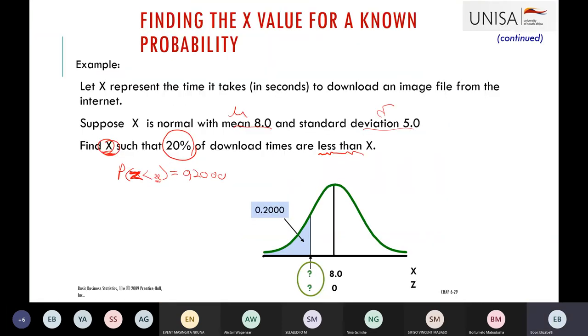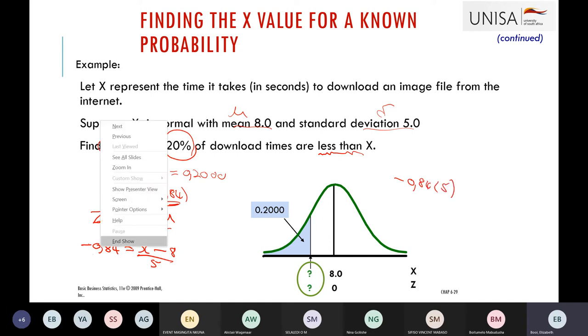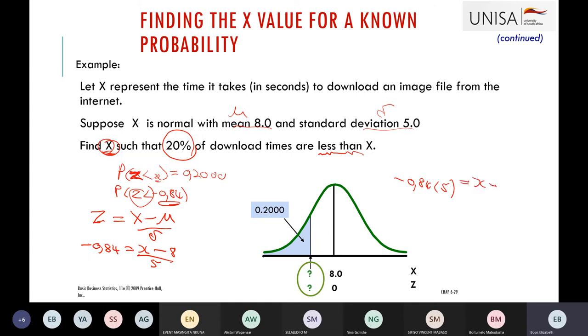Going back, now we know what the value of this small x of ours is. This will be the probability that z is less than minus 0,84. But that is not what we're looking for. Now, all I need to do is expand my z and remove the probability because I no longer need that. So my z is equal to x minus the mean divided by the standard deviation. I know that my z is minus 0,84 because I found that. I don't know what my x value is. My mean is 8. My standard deviation is 5. Solving this, it will be minus 0,84 multiplied by 5, because we multiply with what is underneath, equals x minus 8.